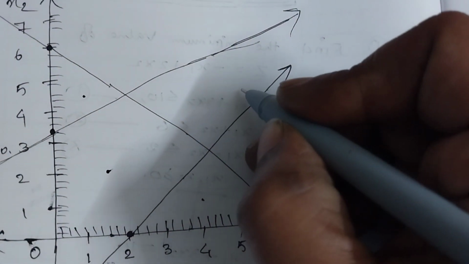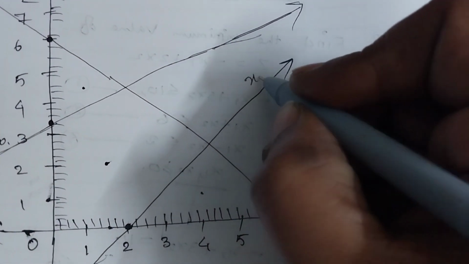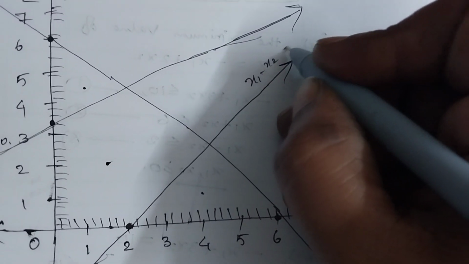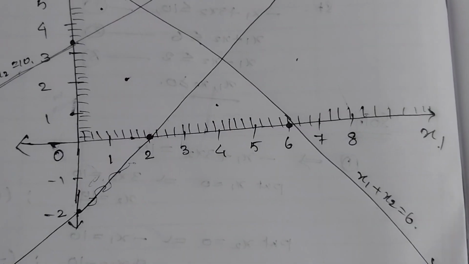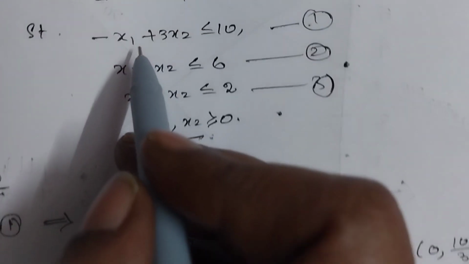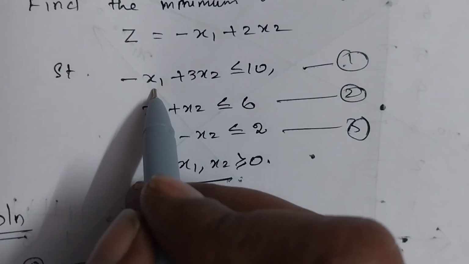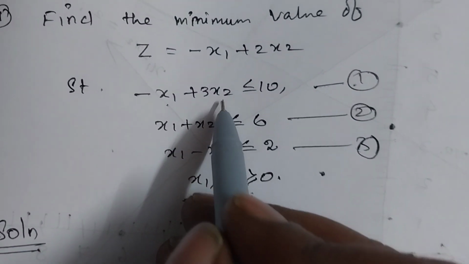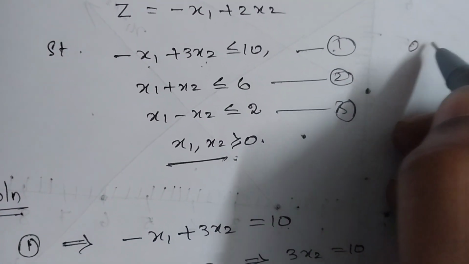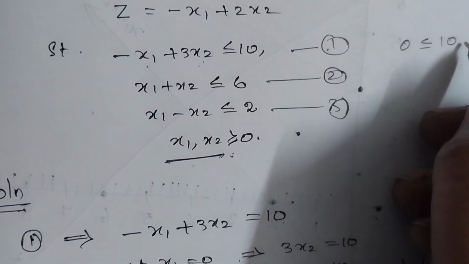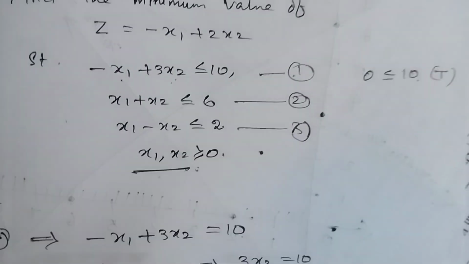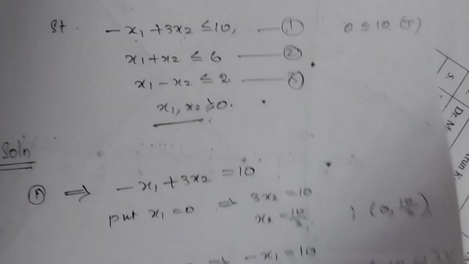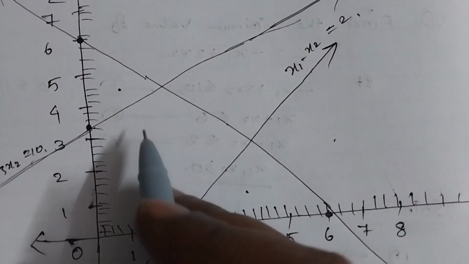So this is the third equation. The third equation is x1 minus x2 is equal to 2. Okay, so now I am going to check the constraints. In our original constraints, you have to put x1 equal to 0, x2 equal to 0. That means 0 is less than or equal to 10. Is it true? Yes, it is true. True means you have to shade.